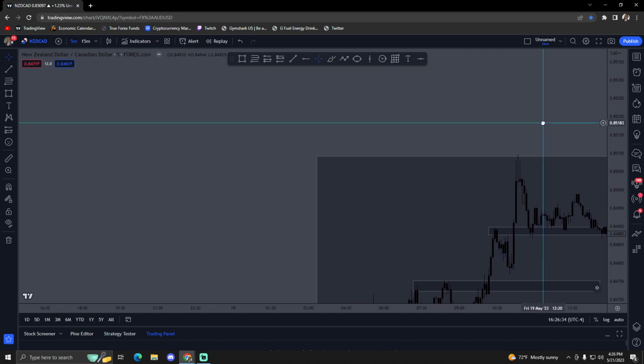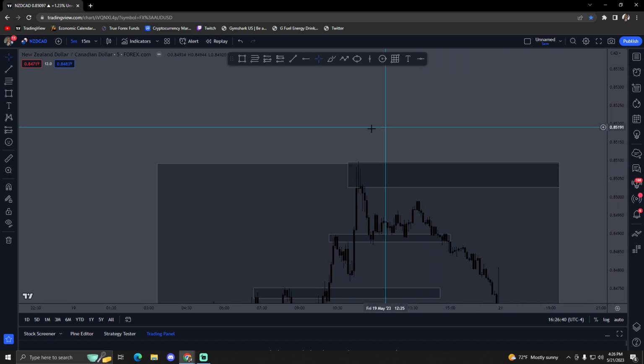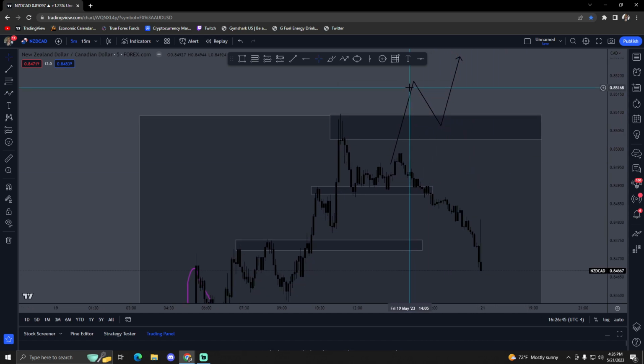If we're just looking at price data like this, I would have this zone marked out as my resistance zone, and I would be waiting for that to break and for the trend to continue. But in this case, that did not happen, and the trend ended.